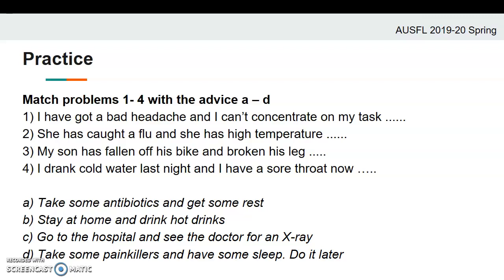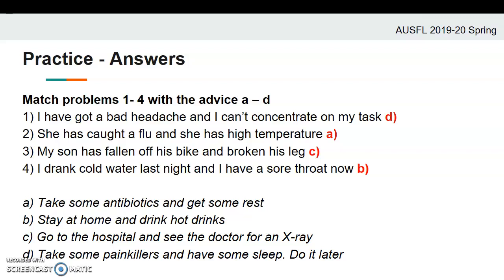Time for practice. Here we have 4 problems and 4 advice. Look at the problems and the advice and match them. Here are the answers.